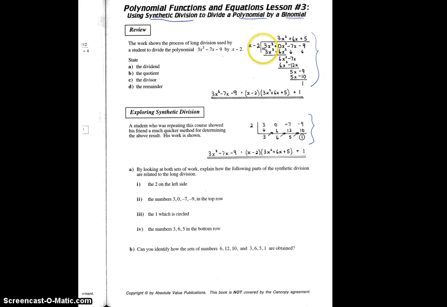First of all, a couple things to point out. Notice the 3, 0, negative 7, negative 9. Okay, you'll notice this is x minus 2. If we go x minus 2 equals 0 and then solve for x, look at that, that 2 is here. And then finally, you'll notice these are the coefficients of our quotient, and this number here is our remainder. So it's a way to get it, and the process is very similar. We're going to practice that on some examples on the next page, okay?